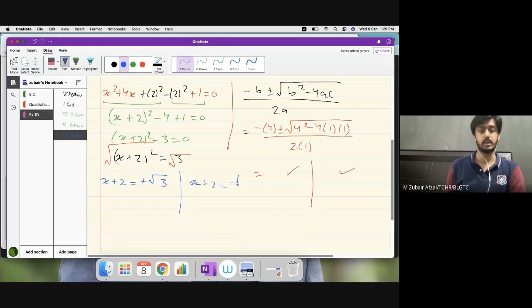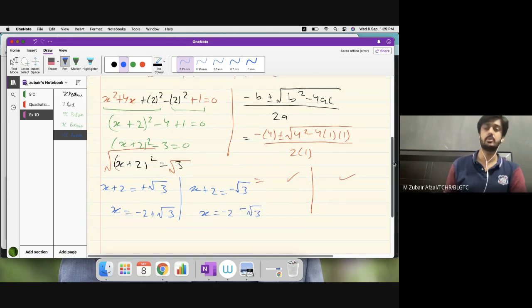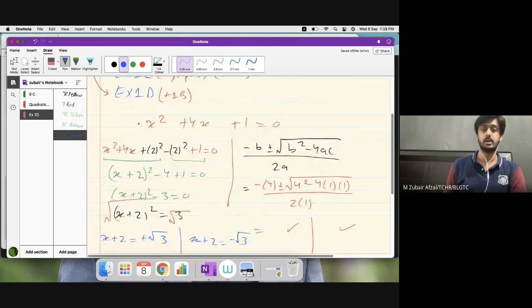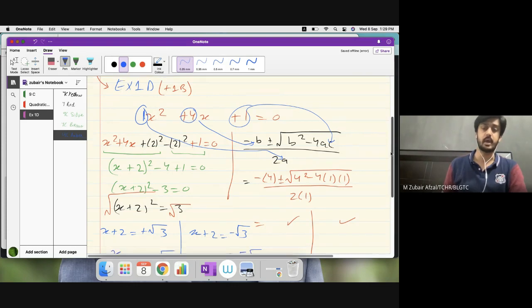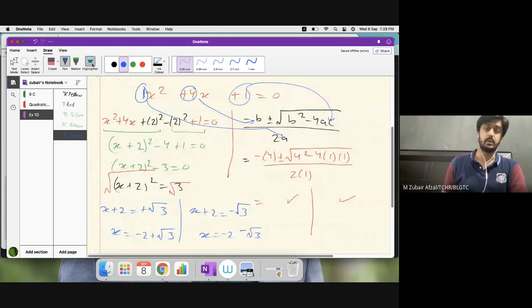minus under root 3. If you see, we have many steps in completing square and we have only few steps in quadratic formula. Quadratic formula, you just have to copy the values. You see this 1, this is A, you see this 4, this is B, you see this 1, this is C. You only have to plug in and you don't have to think what the values are. But in case of completing square, we have to think and solve for it.